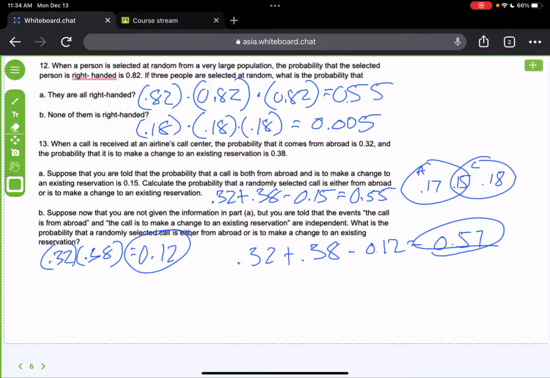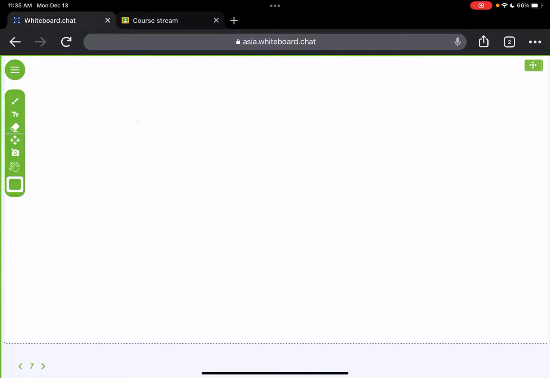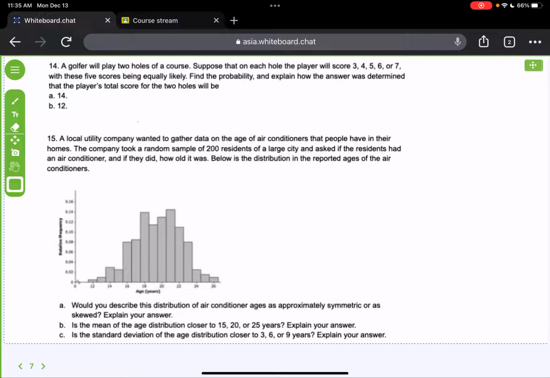Okay. Now, you should know these probability rules. I'm kind of breezing through this, but if you don't know them, you need to go back and look at your probability rules.